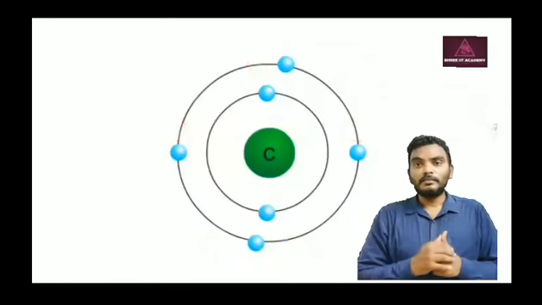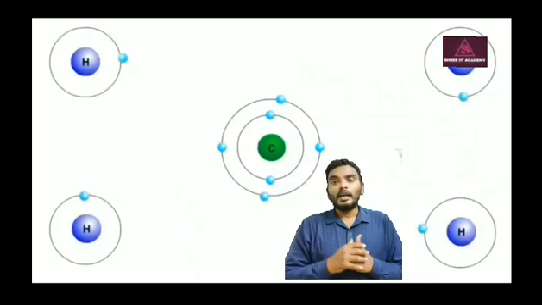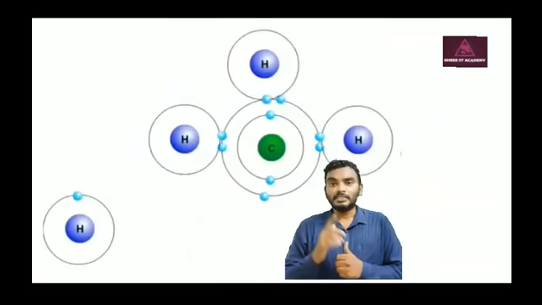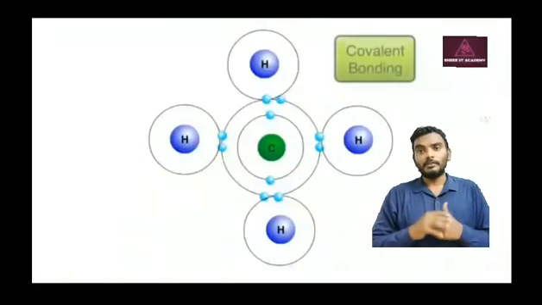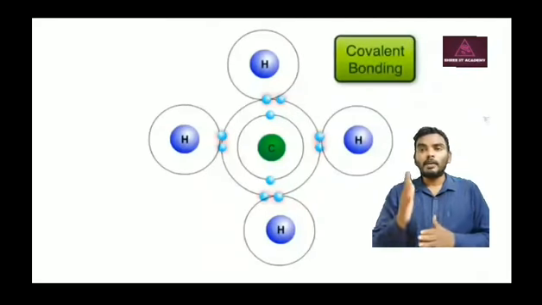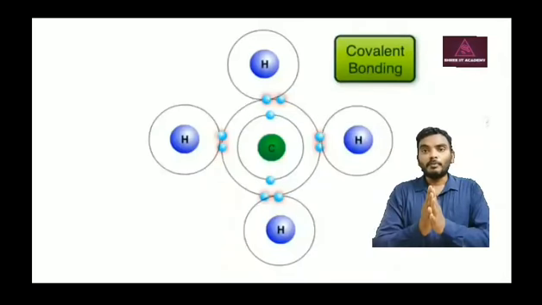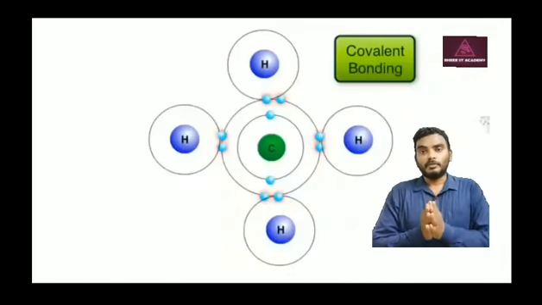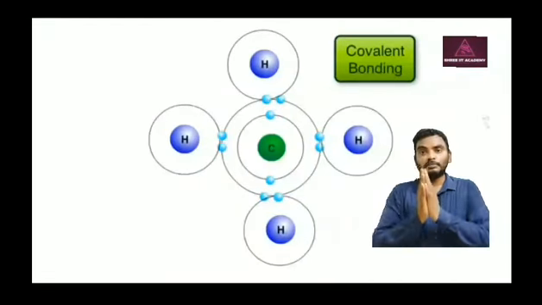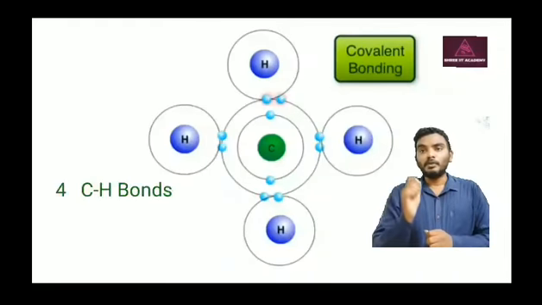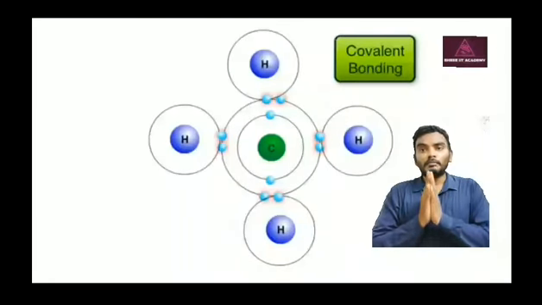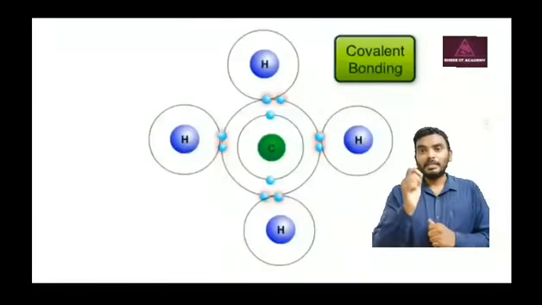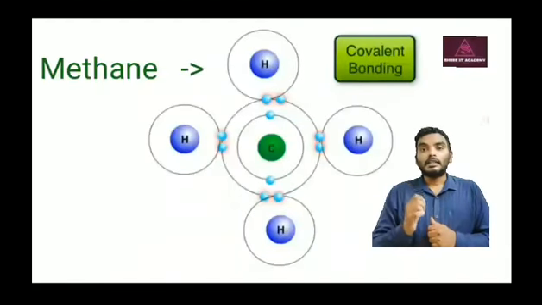Here the 4 outermost electrons of the carbon are shared with one electron each of 4 hydrogens. Finally, it can form 4 covalent bonds. Here, if you observe, 4 carbon-hydrogen covalent bonds are formed. This is the example of a covalent bond, the methane molecule, called methane.